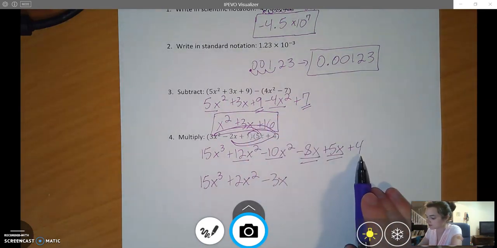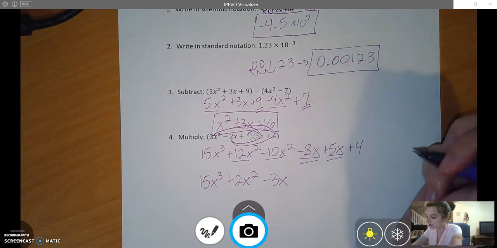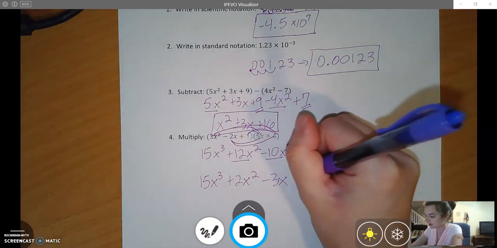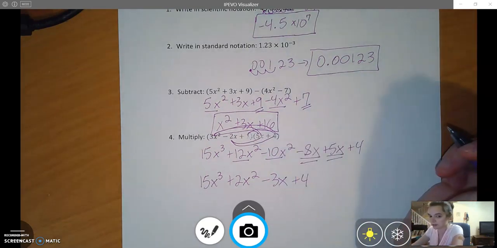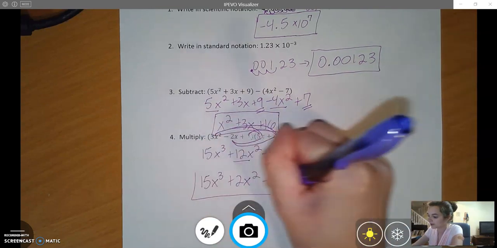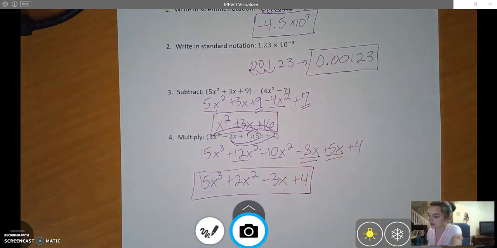And last but not least, I have a regular 4. It's a constant, and it's the only constant, so it doesn't have any like terms, but it's still included in our polynomial. And that's our final answer: 15x to the third plus 2x squared minus 3x plus 4.